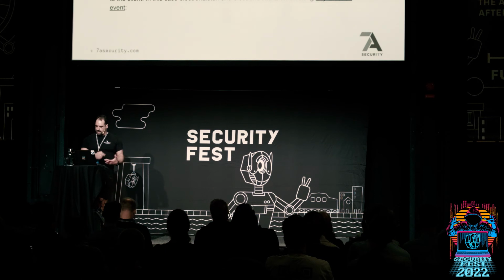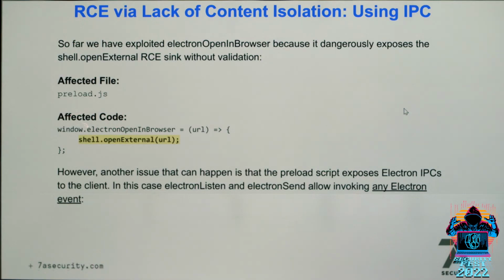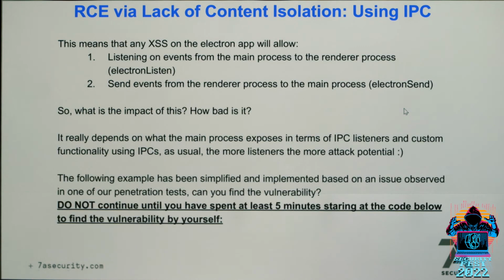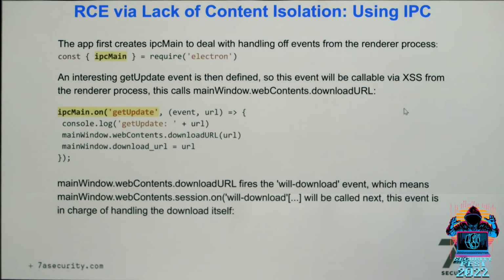So this type of vulnerability could happen in many different ways, right? As long as the preload script, in this case preload.js, does something dangerous like exposing an Electron API like that, then you could call it from JavaScript directly. electronListen, electronSend, these could be other potential scenarios. And yeah, basically here, I'm just going to jump to the explanation.